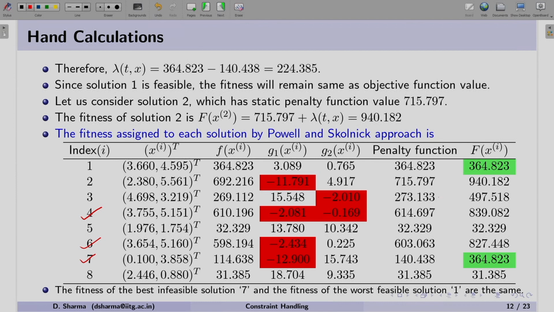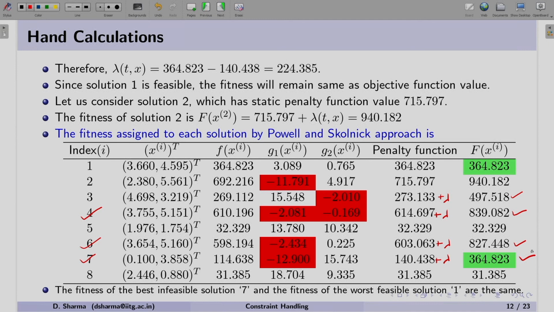So, in this case we are going to add lambda with the penalty function, and then we will get the final fitness as given in the last column. And for the other solutions, since they are feasible solutions, we know that the fitness of the solution is the same as the objective function value. So, from this table, what is our observation?